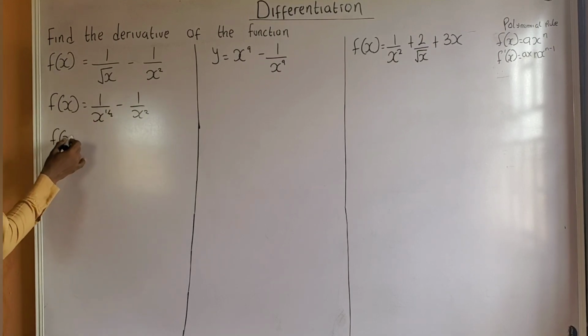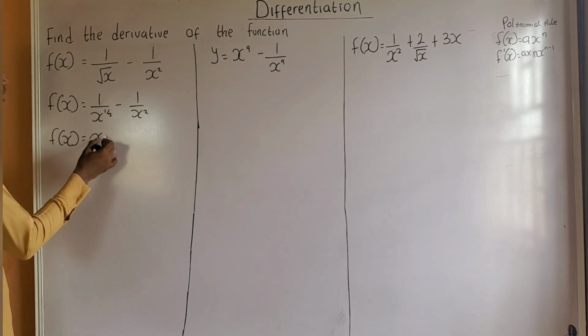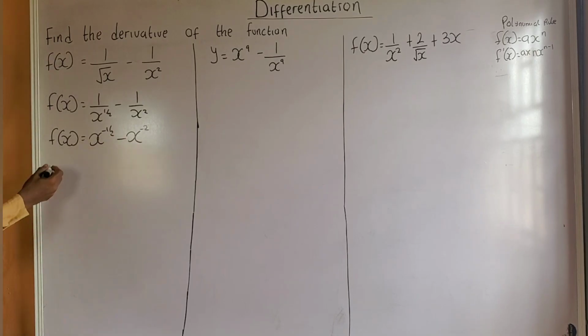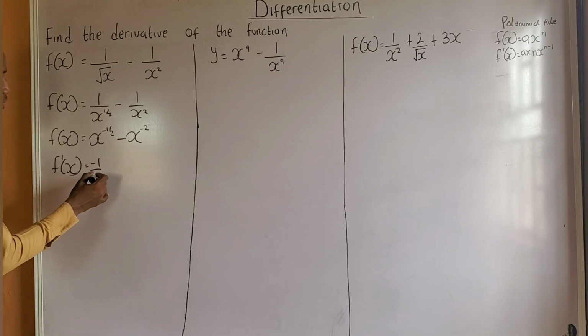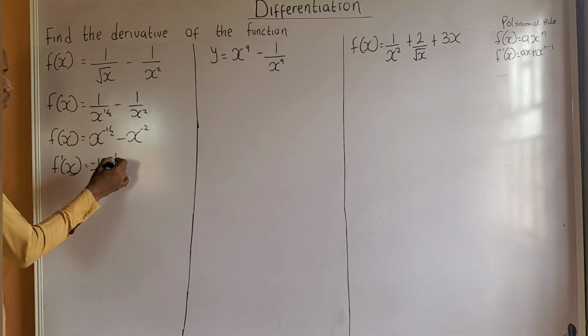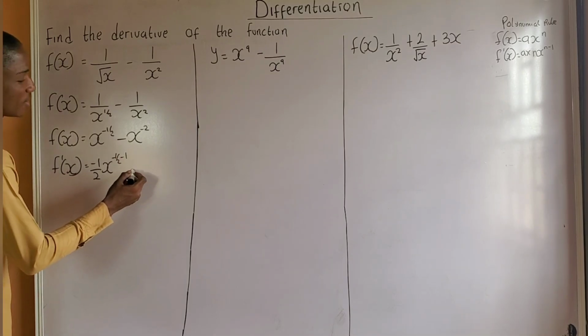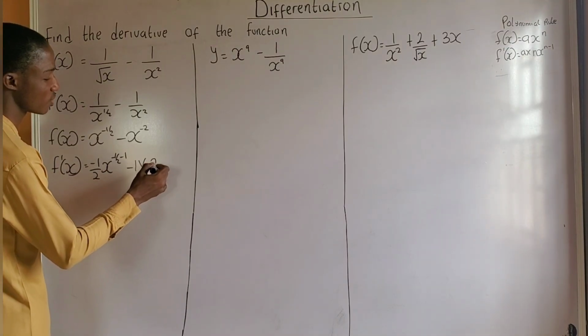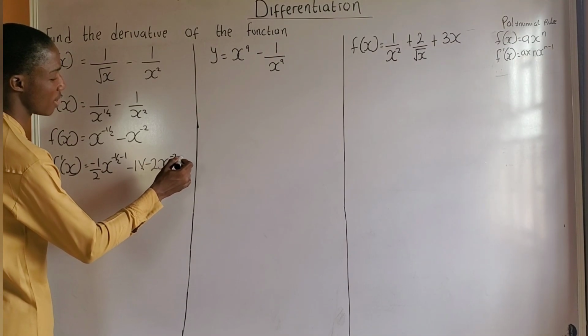f of x can be written as x raised to the power negative 1 over 2 minus x raised to the power negative 2, okay? f of x, okay, differentiate. I'm going to have negative 1 over 2 x raised to the power negative 1 over 2 minus 1, okay, minus, multiply by negative 2 x raised to the power minus 2 minus 1.